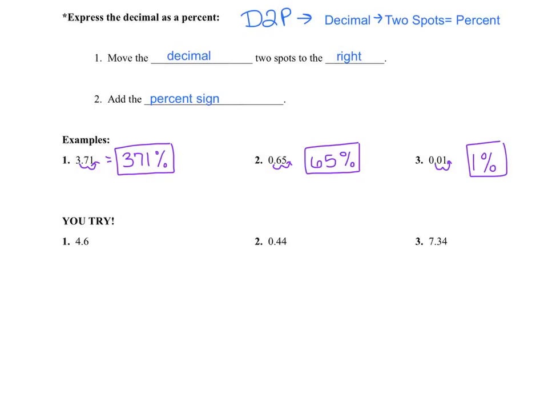So now what I would like you to do is a You Try section. Please complete numbers 1, 2, and 3, and we will discuss it in class.